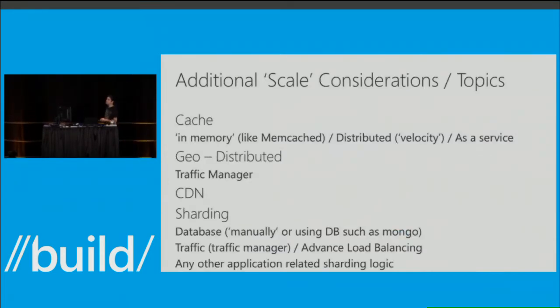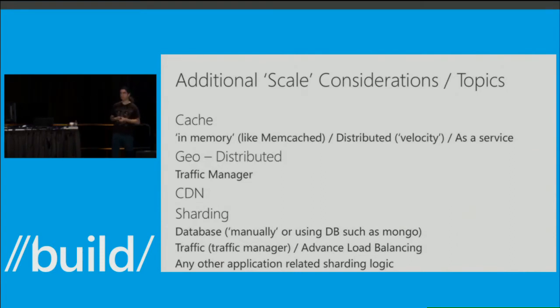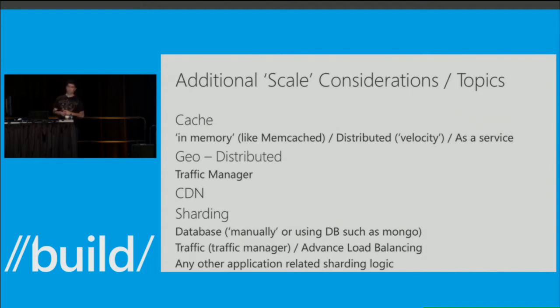So there are some additional scale considerations and topics I want to cover. Cache, for example. In-memory cache, like Memcache, it's all in memory, and I say in memory because Memcache by default doesn't come in a distributed manner. So guys running PHP with Memcache, simply use that for speeding things up. Cache is a great way to gain more performance for your application, especially if you're doing database work and session management and so forth.